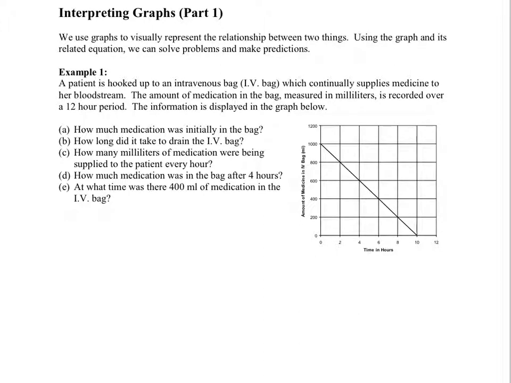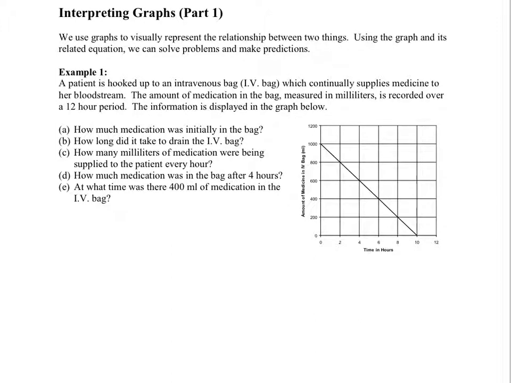If you think about it, an IV bag drains into the patient. So when you start at time 0, this is your starting point, and you start at 1,000 milliliters. Then as time goes on, the volume of the bag goes down. After 2 hours, the volume is 800. And if the bag just keeps draining, eventually it will go down to 0. At 10 hours, the bag is emptied. So we can use this graph to answer the questions over here.